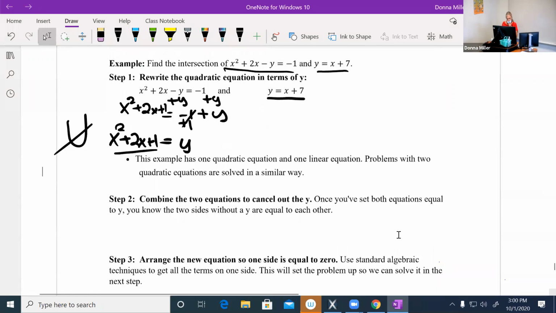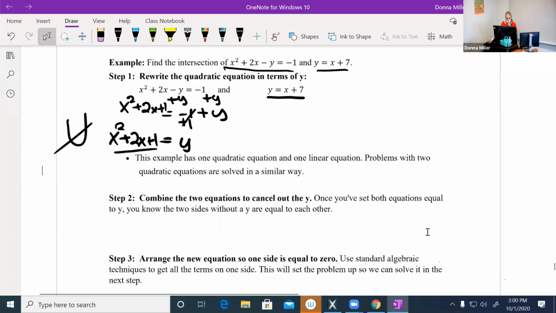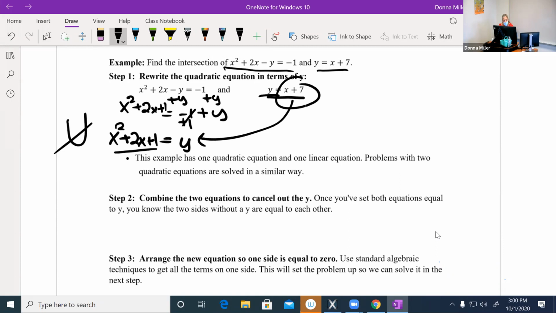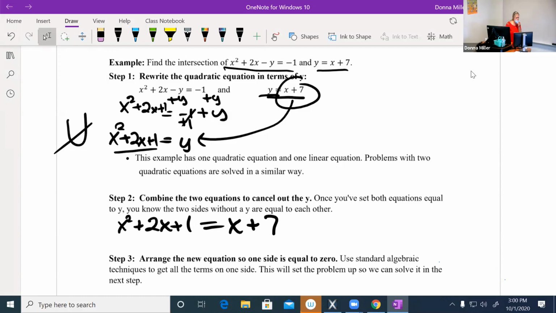All right. So what we're going to do is combine the two equations to cancel out y. So what she's trying to tell you is, since they're both equal to y, you can replace y with x plus 7. So if I do that, I get x squared plus 2x plus 1 equals x plus 7. You see, I just set them equal to each other. Okay, now I've got to solve it.